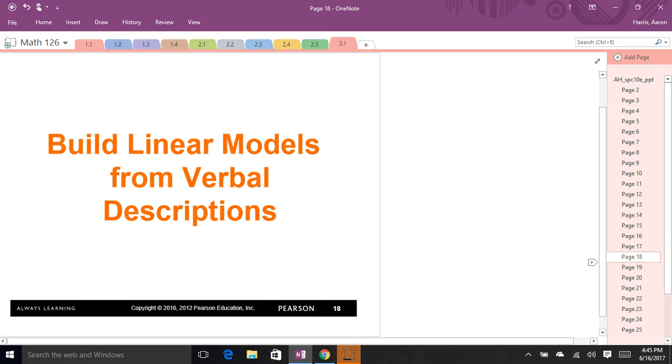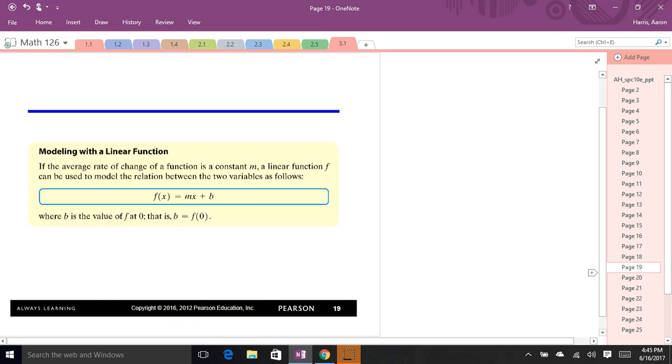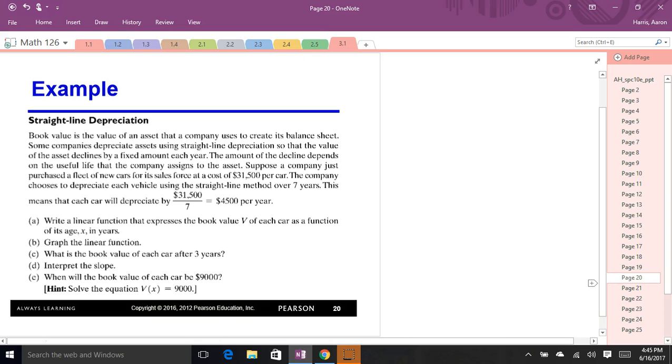throughout its domain. All right, let's get into building some linear models from verbal descriptions now. So here's your slope-intercept form of a line. We're going to be modeling using that form here. Here's an example with straight line depreciation. So you have book value. It's a value of an asset that a company uses to create its balance sheet. Some companies depreciate assets using straight line depreciation so that the value of the asset declines by a fixed amount each year.